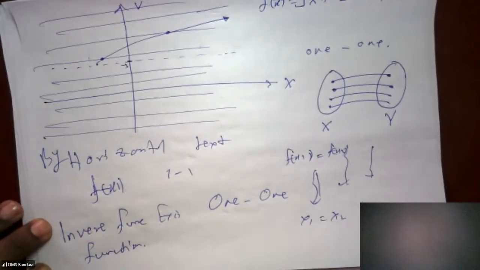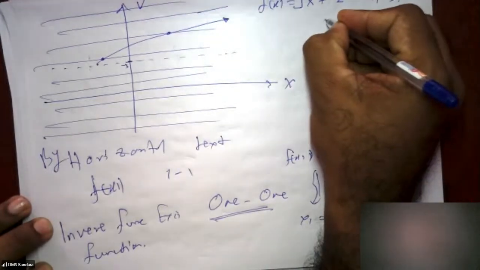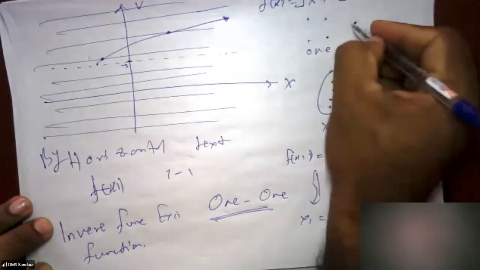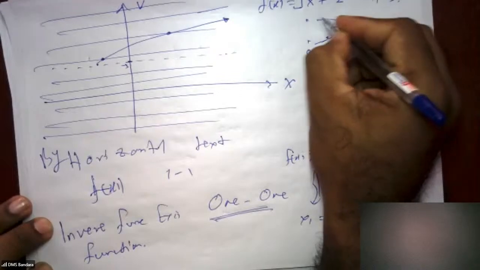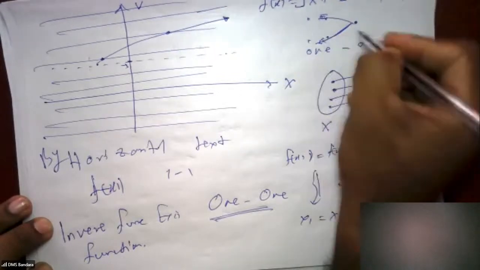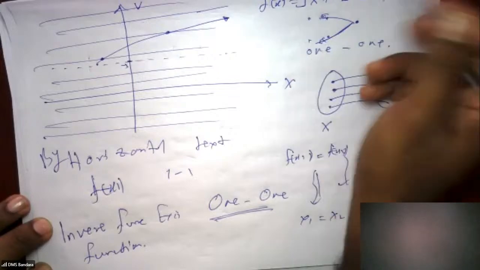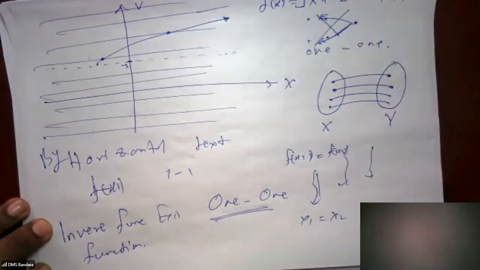Inverse exists only on one-to-one functions. If a function is not one-to-one, there's no inverse. Right? One father, two mothers, two kids. So which kid do we consider to be my father? The inverse does not exist. The function exists, but the inverse does not exist. That's the conflict.